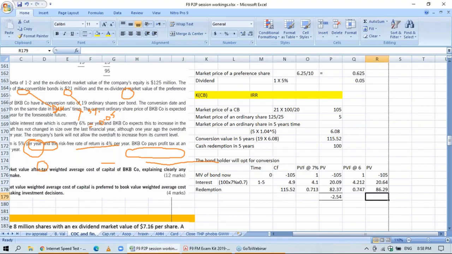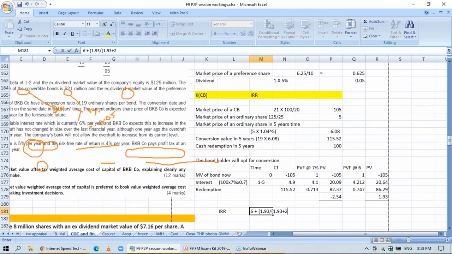So the net present value is 1.93. Now apply the formula for the IRR. So internal rate of return: the lower rate 6% plus NPV at the lower rate 1.93 divided by NPV at the lower rate minus the NPV at the higher rate, which is 2.54.